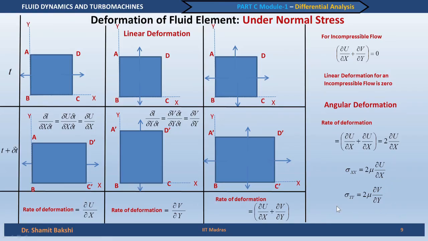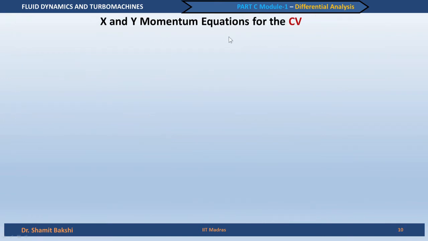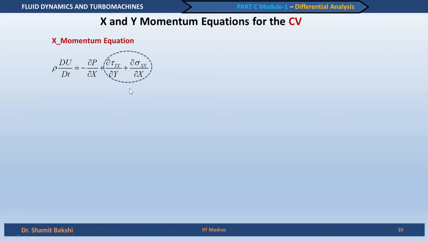Before going into that, we can also see that sigma yy, similar to sigma xx, can be written in this form as twice mu del v by del y. So, considering the expression for the shear stress, now we can write the x momentum equation. This was the form of the x momentum equation up to which we derived it. It had derivatives of the shear stress as well as the normal stress. So, this part can now be replaced with the shear stress and the normal stress expressed in terms of the velocity gradient.